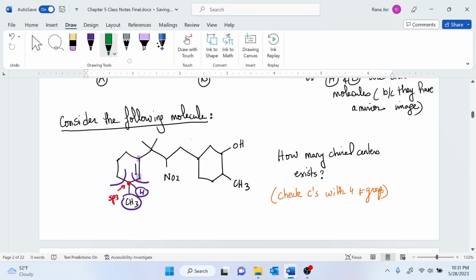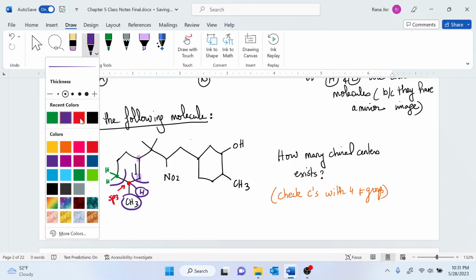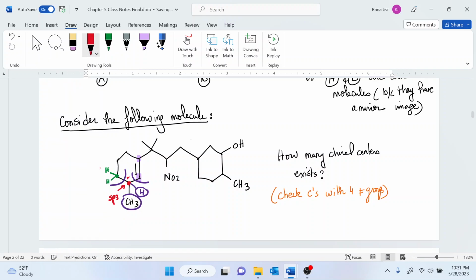Going to this carbon here, this carbon has 2 groups that are the same. Do you see them? So it is not a chiral center. Normally we represent the chiral centers by an asterisk. So you simply put an asterisk next to the chiral center. So far I have 1 chiral center. All of these that I have in green are not chiral centers because they don't have 4 different groups around them.